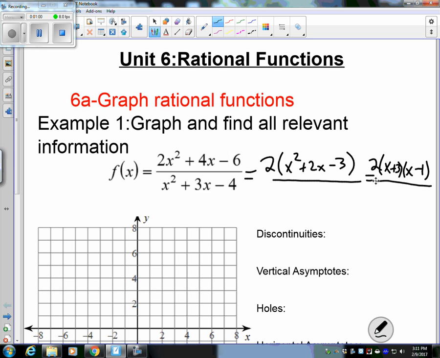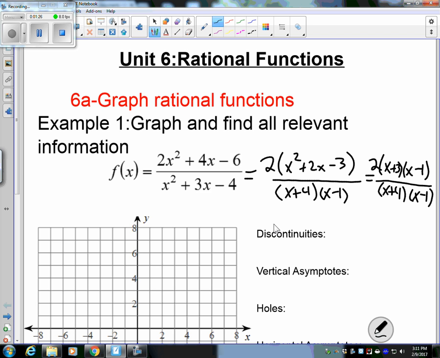You divide that by, well, let's look at the denominator here. No greatest common factor, so you look at, again, the a is 1, so what times what will give me the c, negative 4, that'll add up to 3. And that's x plus 4, x minus 1.